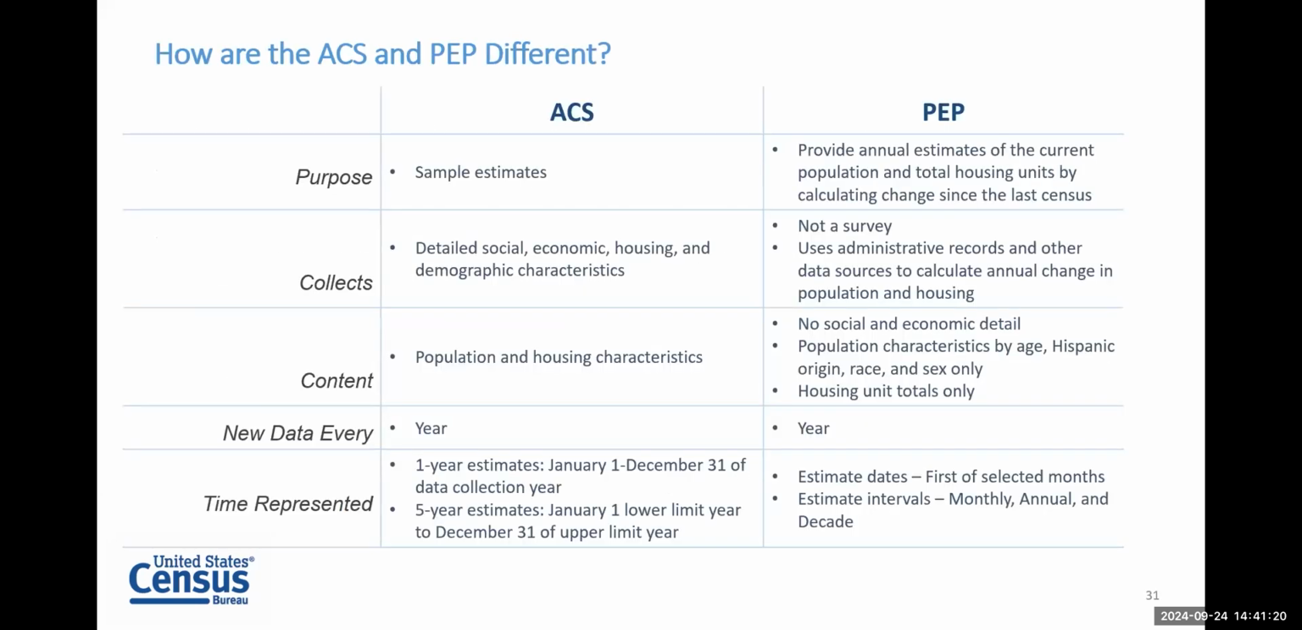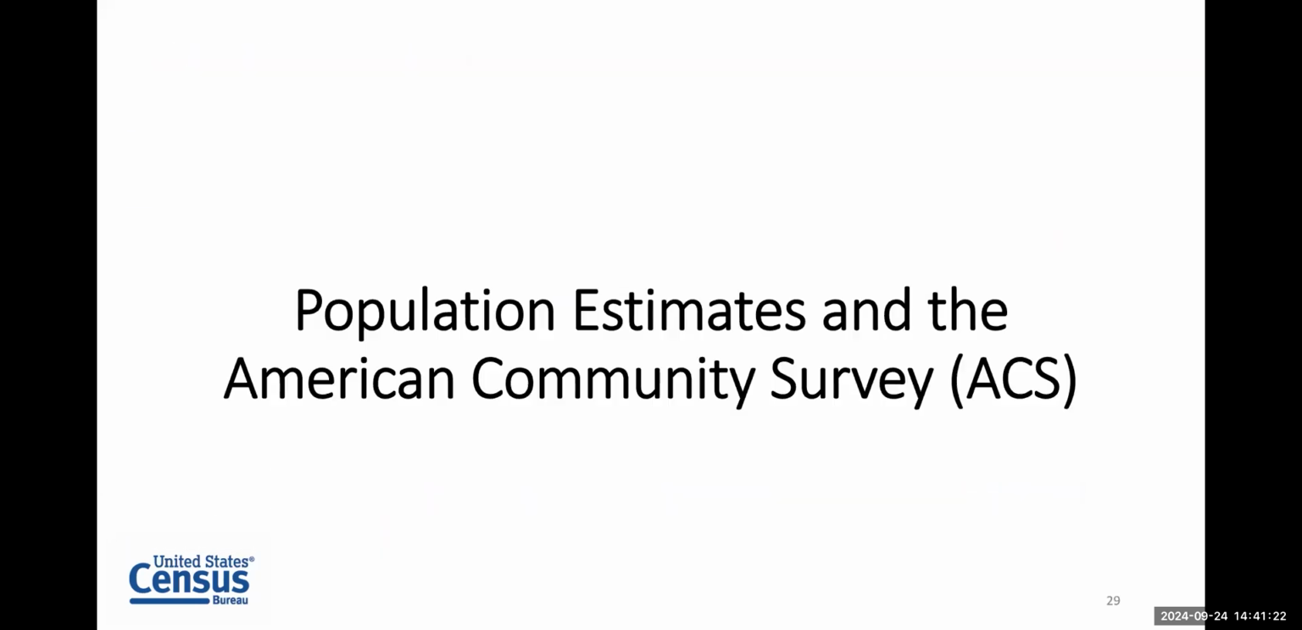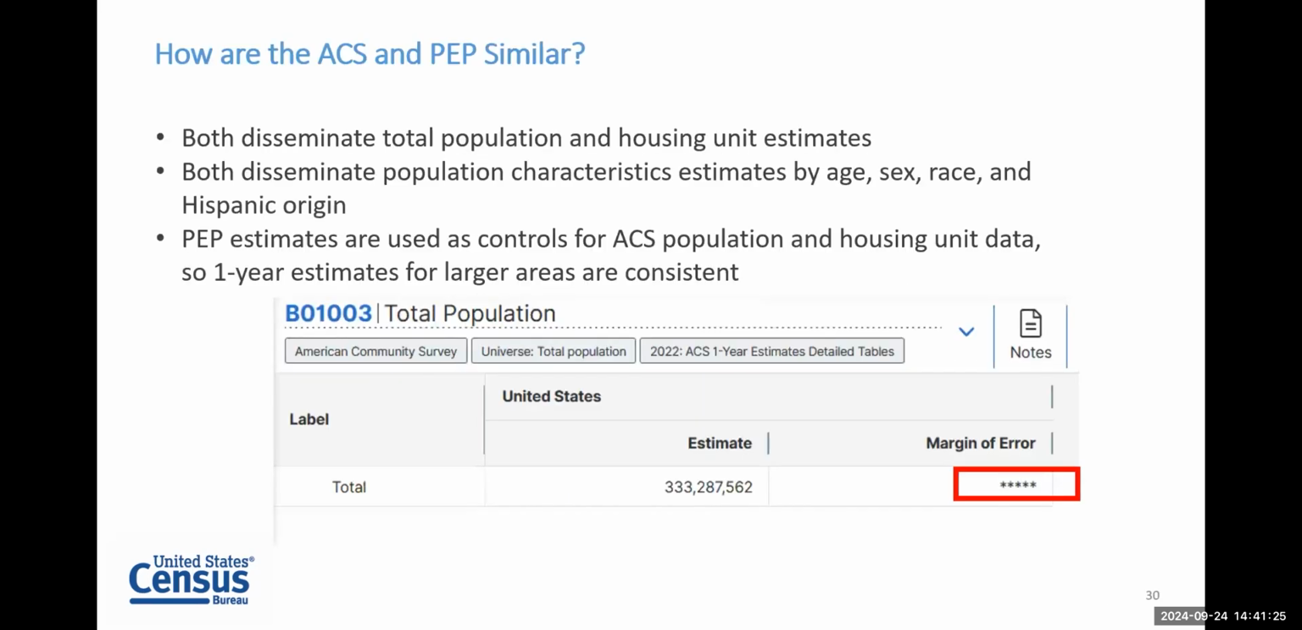So finally, I want to talk about the population estimates and then the American Community Survey. So we get this question a lot. How are the ACS estimates different from the population estimates? Both disseminate population and housing estimates. Both have characteristics by demographic characteristics, so age, sex, race, Hispanic origin. So I mentioned earlier, the population estimates are used as controls for the ACS population and housing data. And so the one-year estimates for large areas are going to be consistent.